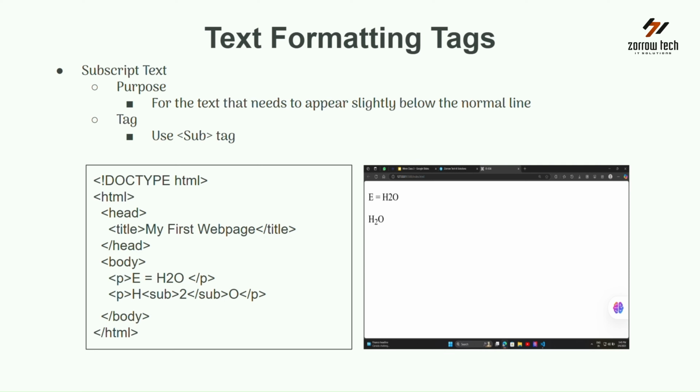Subscript text. For text that needs to appear slightly below the normal line, like in chemical formulas, use the SUB tag. For example, H2O becomes H₂O. Superscript text. For text that needs to appear slightly above the normal line, like in mathematical equations, use the SUP tag. For example, E equals MC squared becomes E equals MC².